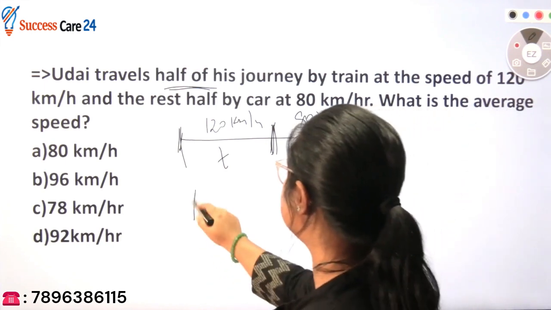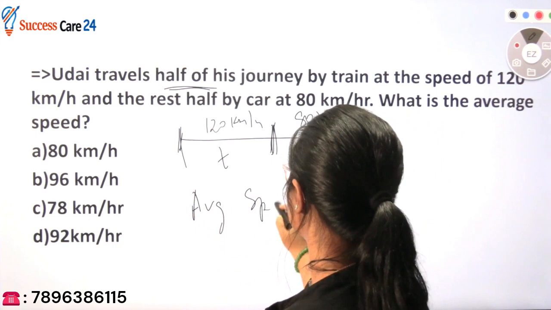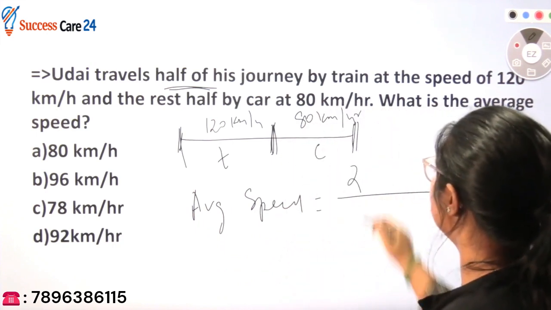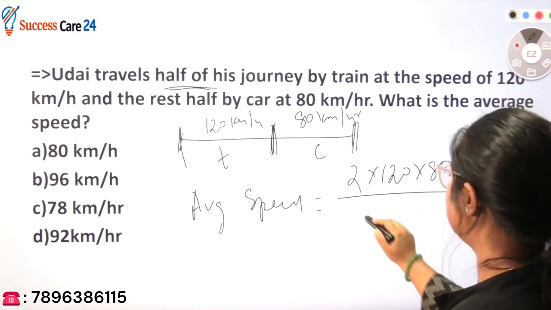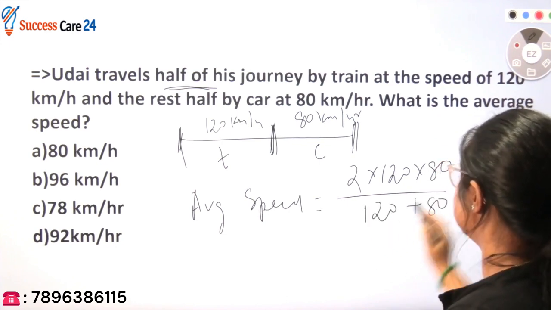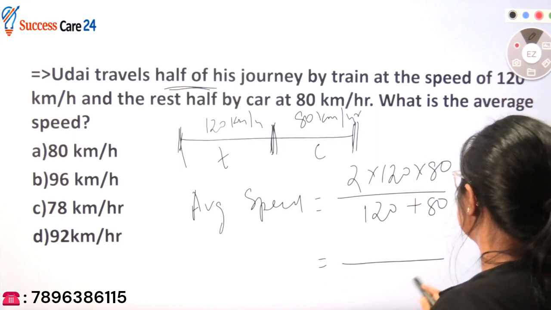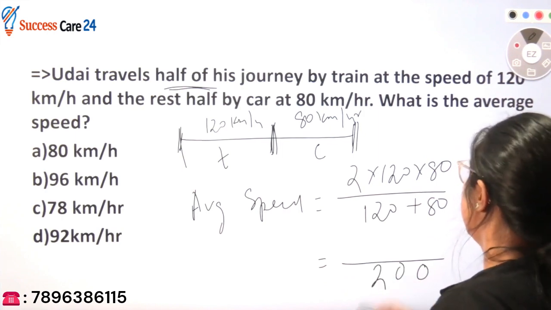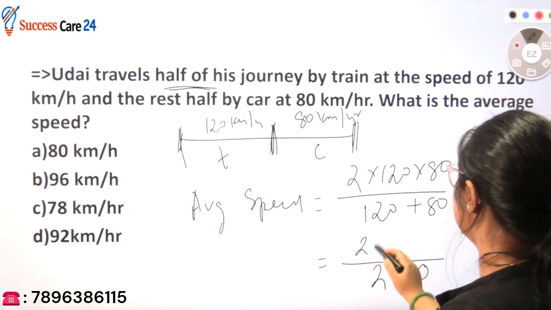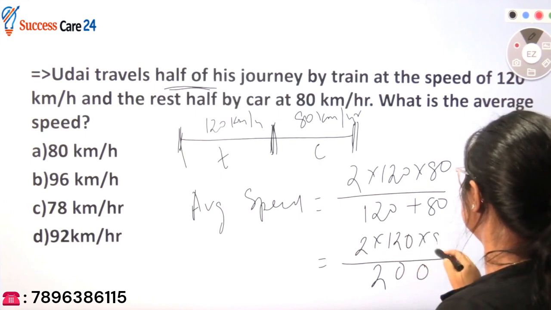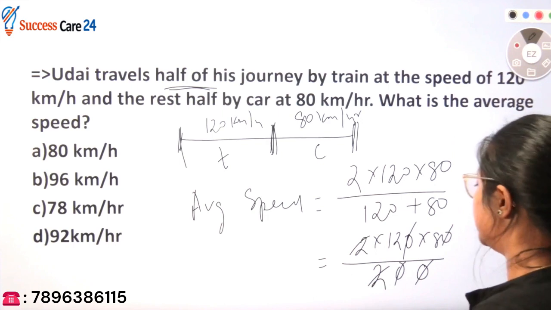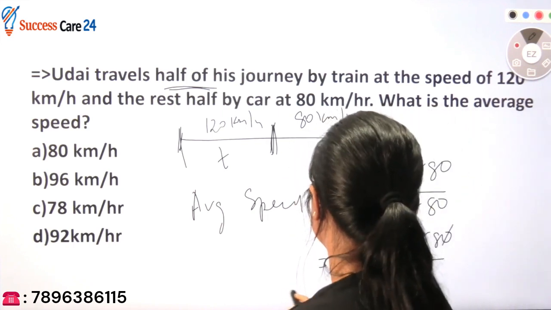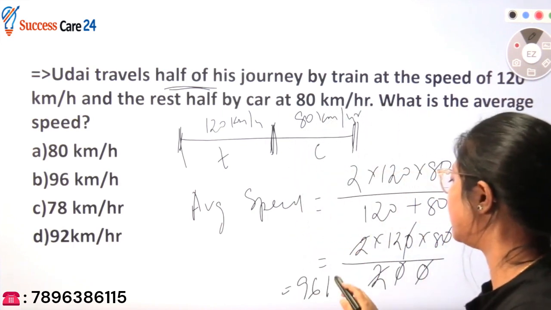So what is the average speed formula? Average speed is equal to twice of V1 V2, so twice of 120 into 80 divided by 120 plus 80. From here we get 200 in the denominator, and in the numerator 2 into 120 into 80. So the 0s get cancelled out, the 2s get cancelled out, and we will get 96. So 96 km per hour.